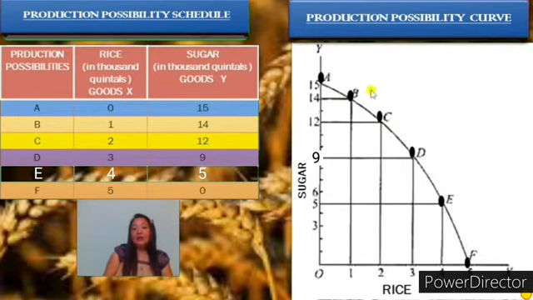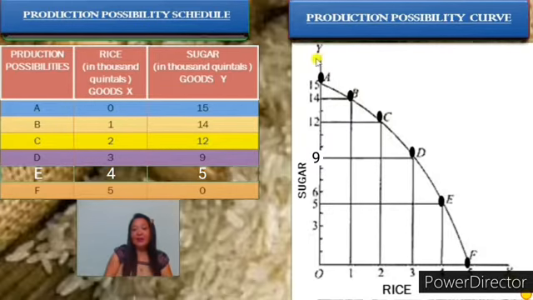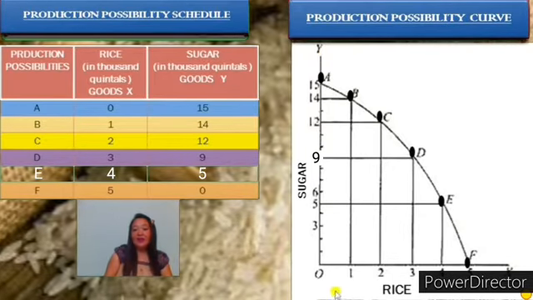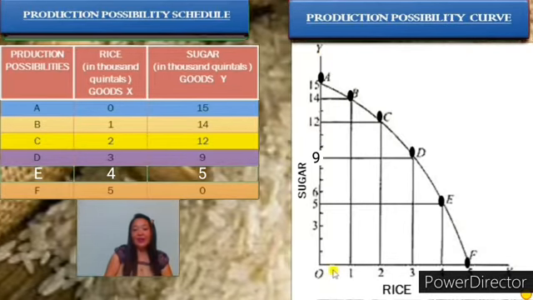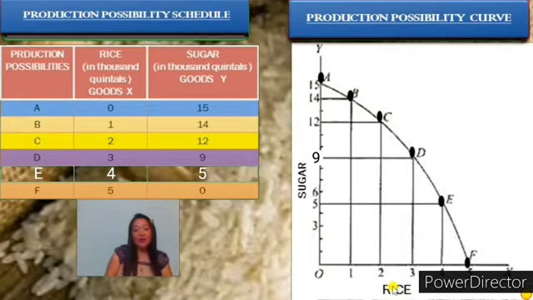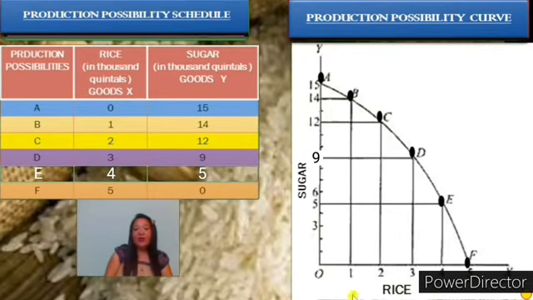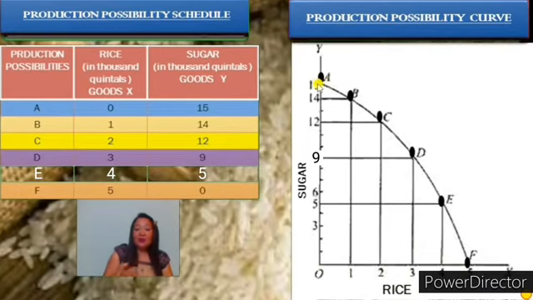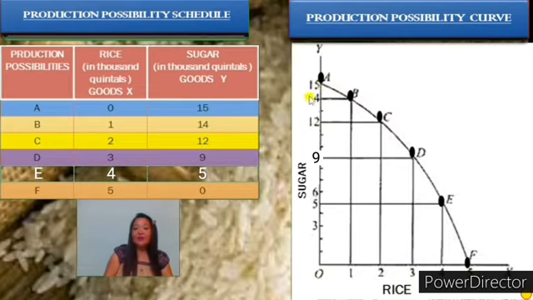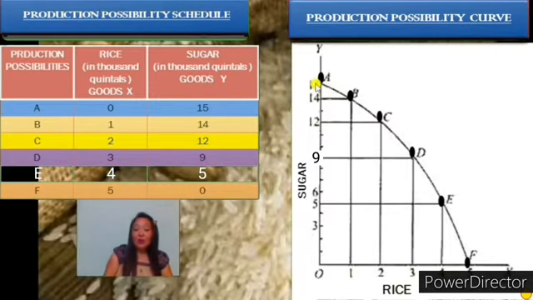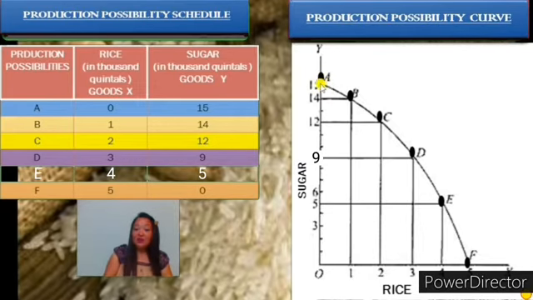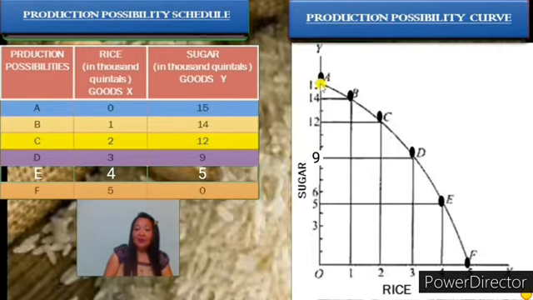Okay, this is your y-axis, this is your x-axis. In the y-axis we are going to see the production of sugar, and in the x-axis we will see the production of rice. Now, suppose, as I said in the schedule also, if you allocate the entire resources in the production of sugar, then what will happen?